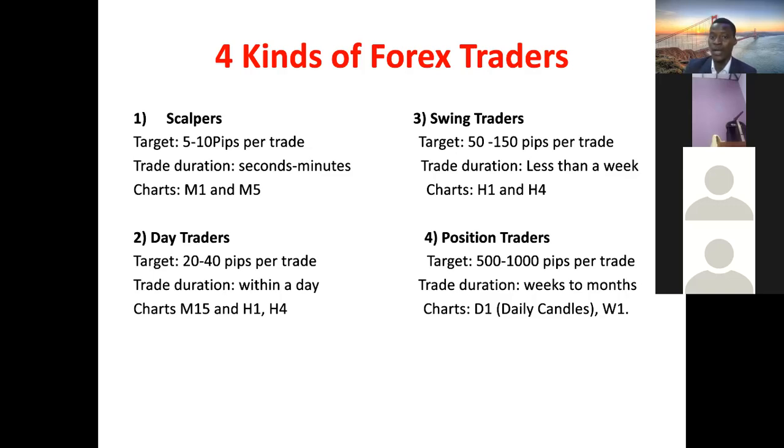So a swing trader looks at higher time frames of 1 hour to 4 hours, even weekly or daily, but I execute my trades at 4 hours and 1 hour. So you target 50 to 150 pips per trade, and your duration of trade can be up to a week. I can stay in a trade for 2 days or 3 days, even a week, because if I look at the higher time frame, I know the market.